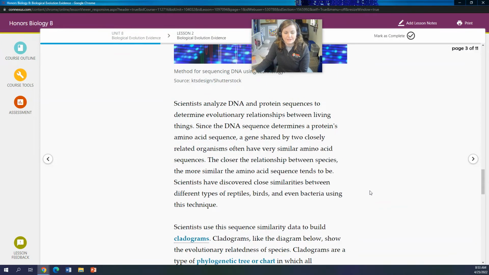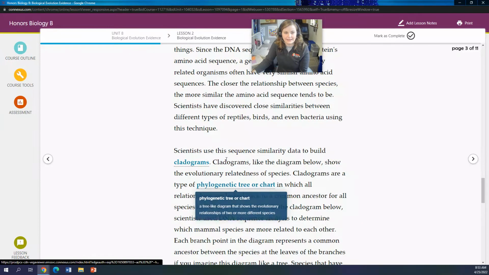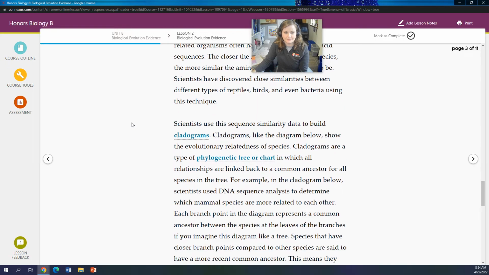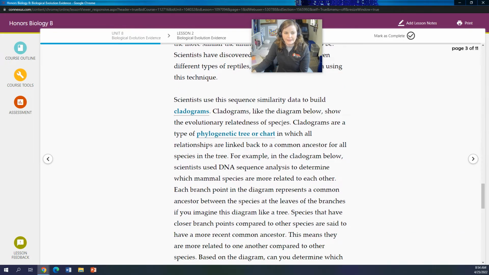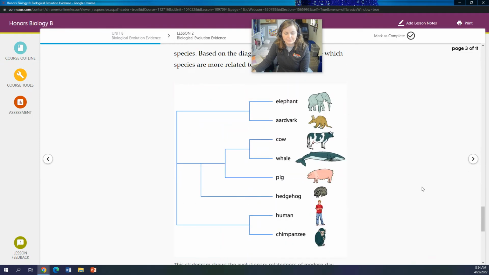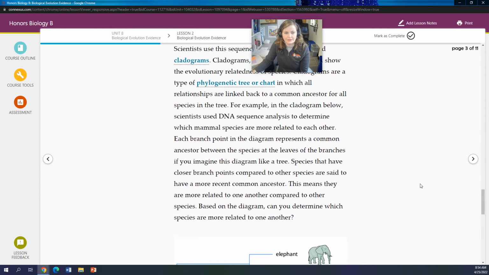Okay, so then they're going to talk about how we look at this, right? We look at DNA and proteins and amino acids amongst living things. We can use a structure known as a cladogram, which looks like this. It's similar to a phylogenetic tree, but it's showing us hereditary relationships instead. So when we look at a cladogram, it's actually a type of phylogenetic tree. All relationships are linked back to a common ancestor.